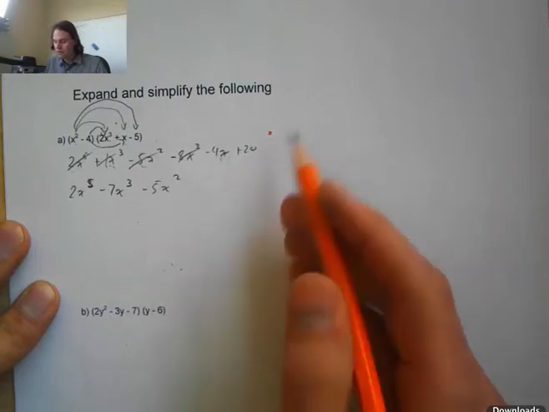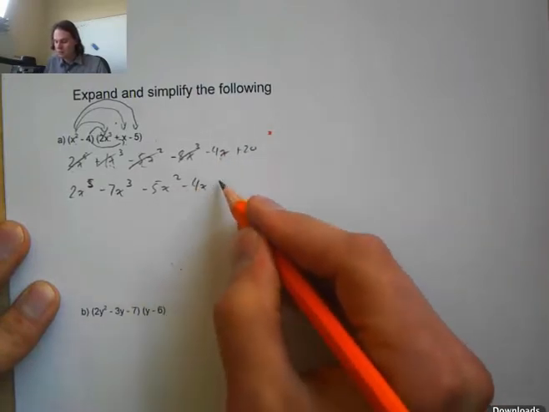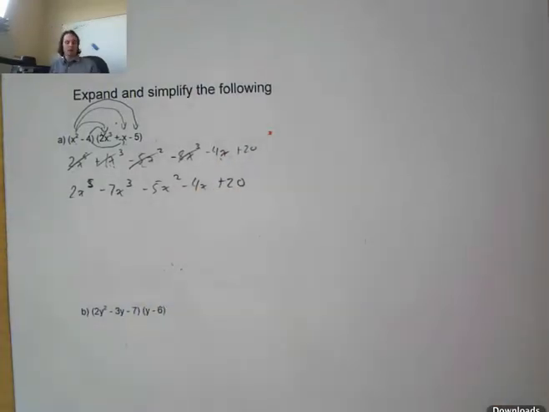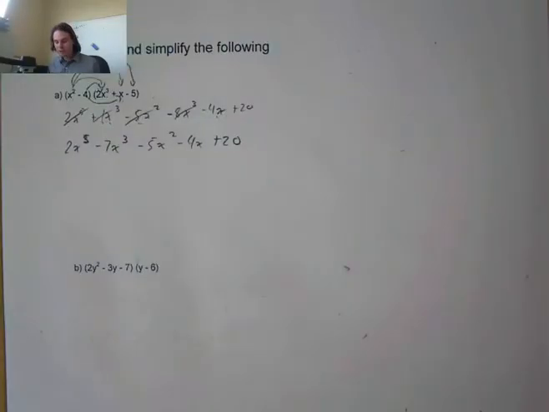We have 4x minus 4x and then plus 20. And that is my solution. Now let's look at b.